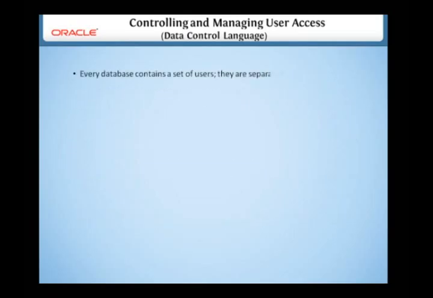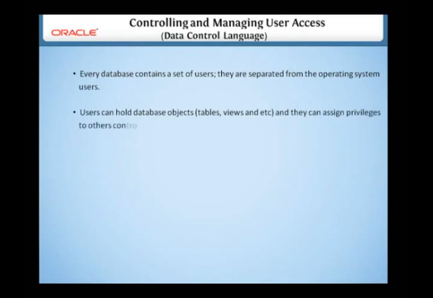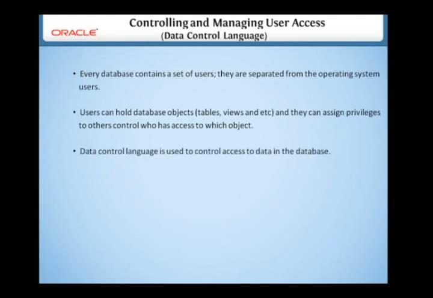Every database contains a set of users. They are separate from the operating system's users. Users can hold database objects, tables, views, and so forth, and they can assign privileges to others so they can have access to an object. Now we are going to see data control language. Data control language is used to control access to data in the database. From this definition, we would understand the uses of data control language.